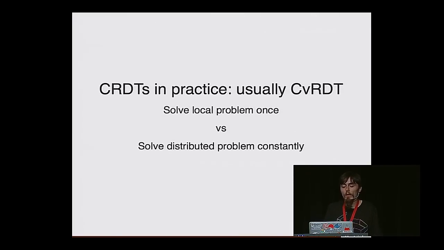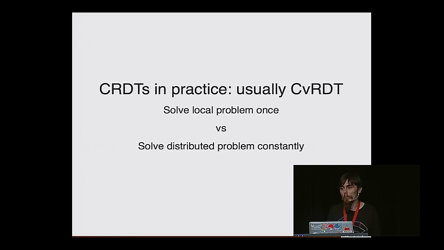Now in practice, it's virtually always a convergent RDT, so the kind that submits states. I'm not sure why that is. I have a theory. The theory is that the hard problem with the convergent bit is writing the actual algorithm that does all of this, right?